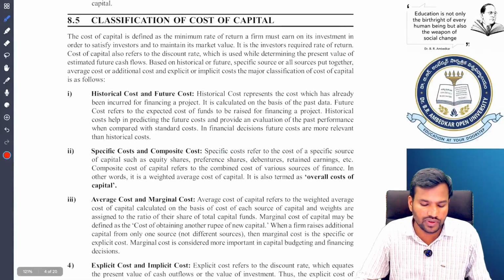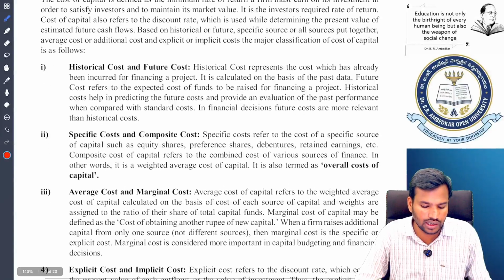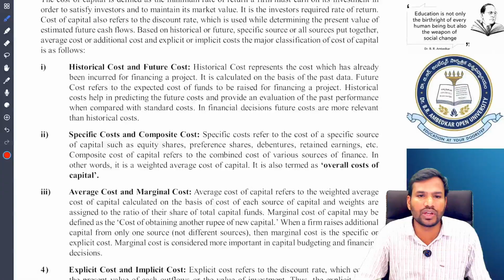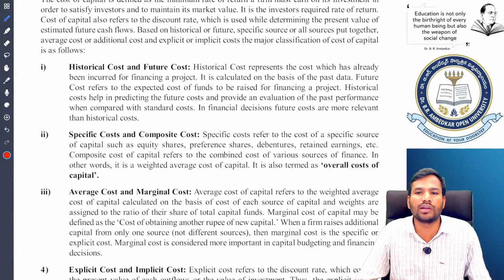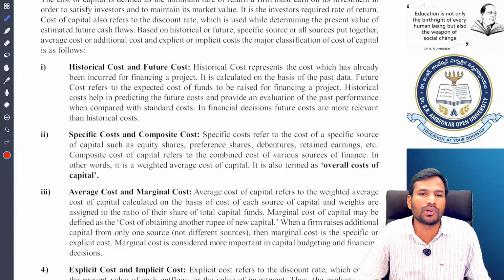See, classification of the cost of the capital. Different points are there: historical cost and future cost. Historical cost means past, previous cost, we can't make any change. Future cost refers to the expected cost of funds to be raised for financing a project. Historical cost helps in predicting the future cost, and provides an evaluation of the past performance. And the specific and composite cost.